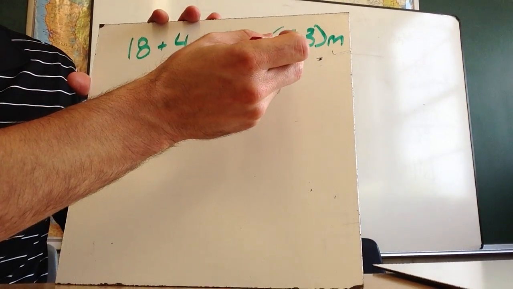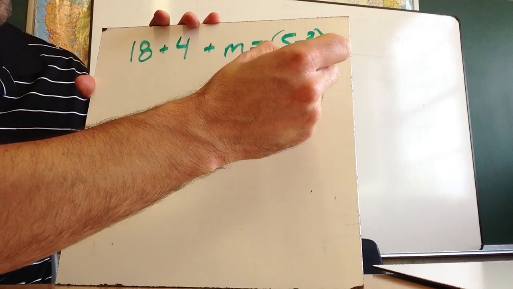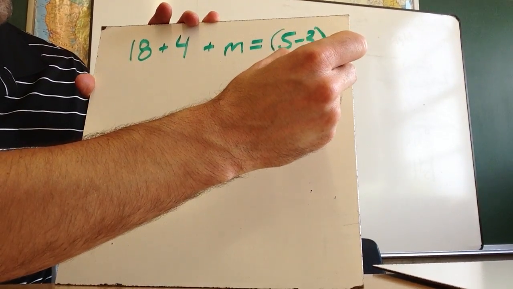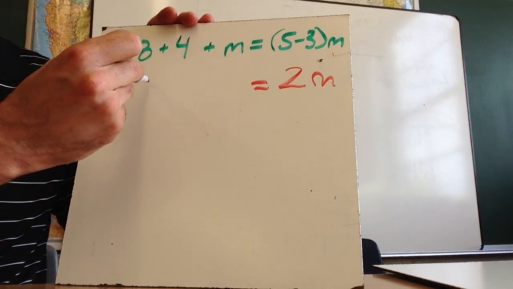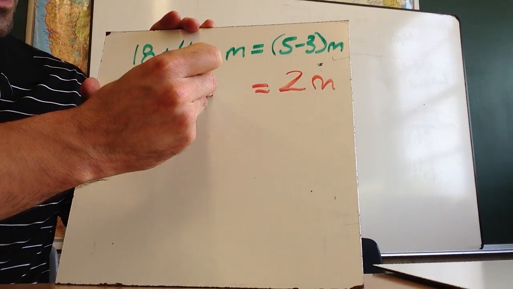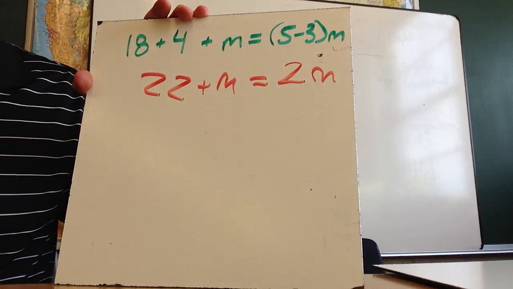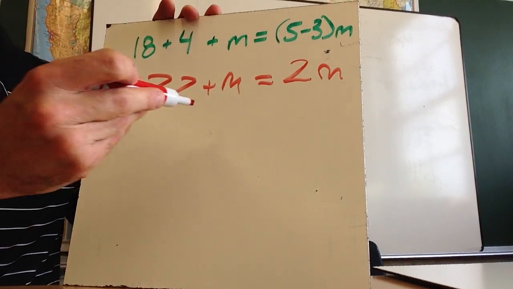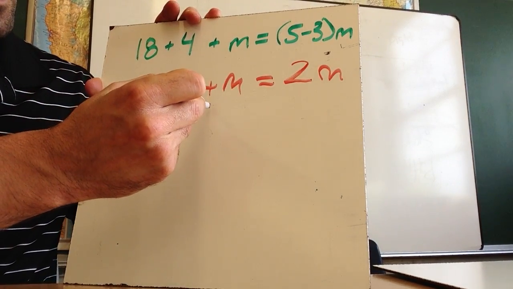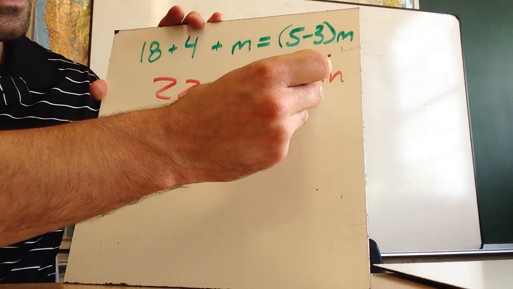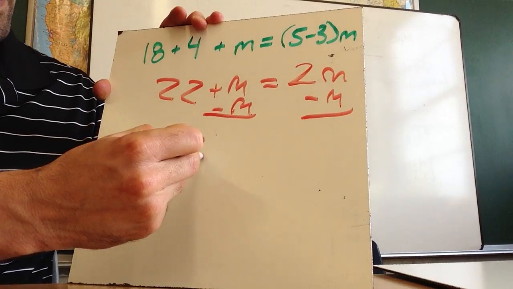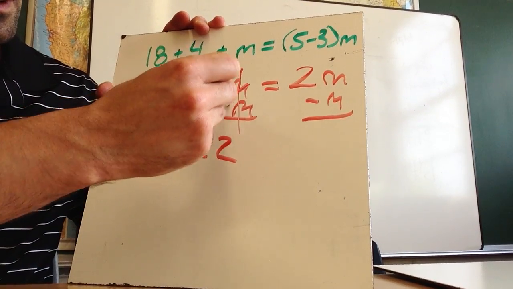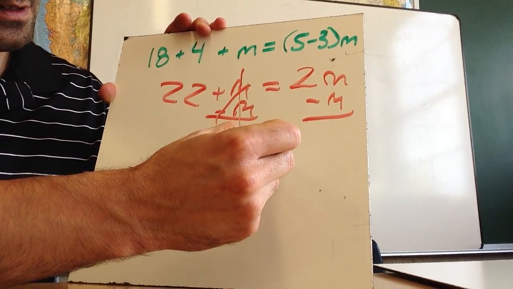Order of operations tells me to solve this side first, so I'm going to do 2, which is inside the parentheses, and m. And then over here, 18 plus 4 is 22 plus m. Now we need to subtract m from both sides, which would cancel this out, and I'm left with 22 equals m.